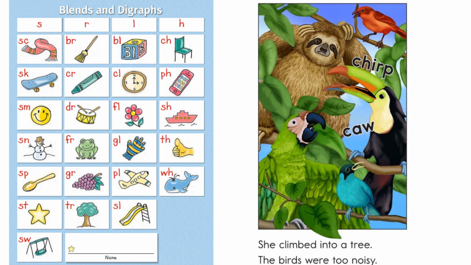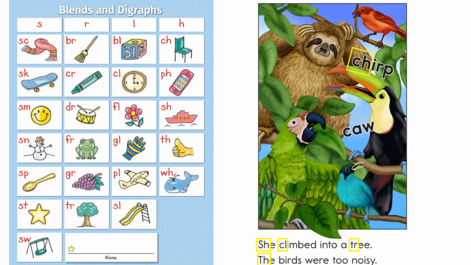All right, let's read it together. She climbed into a tree. The birds were too noisy. Chirp, caw, chirp. That seems like a sound that's on our chart.